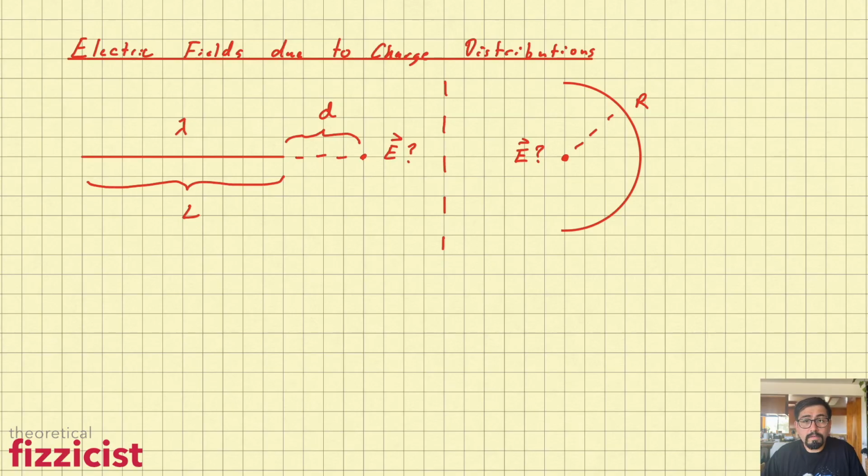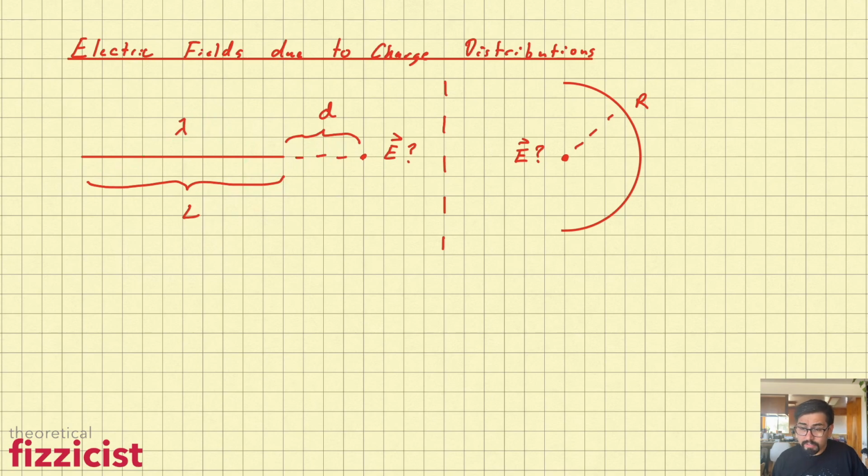So what I wanted to do today was do two calculations of electric fields that take advantage of the principle of linear superposition for static charge distributions. The two problems that we're going to be working on today, let me go ahead and show you. First, we're going to be calculating the electric field a distance d away from the end of a charged rod with a charge density lambda spread uniformly across its body with a length L.